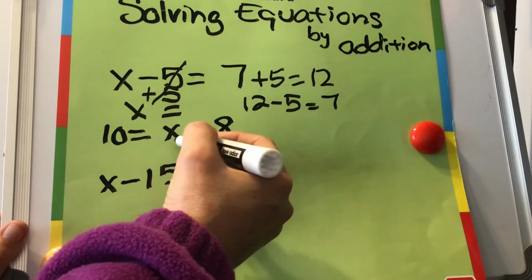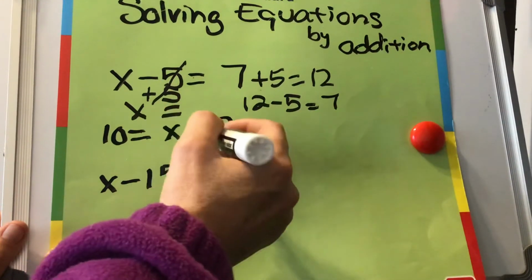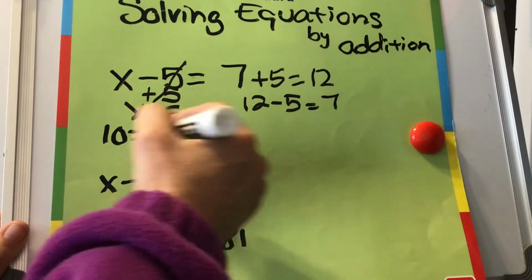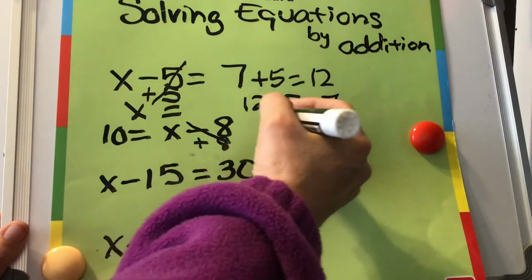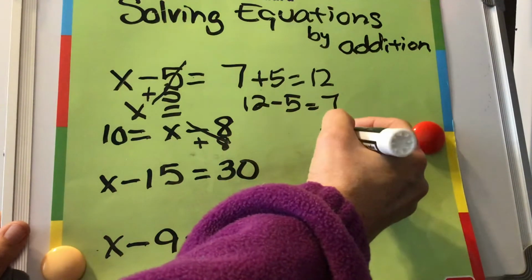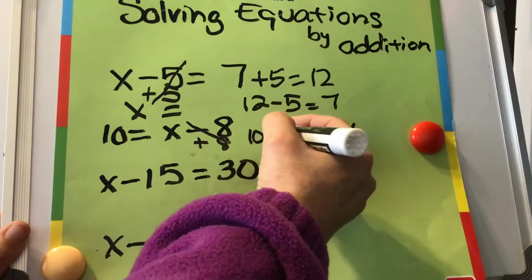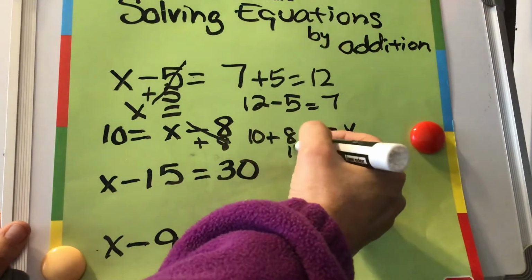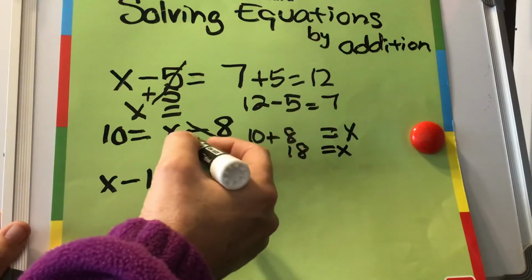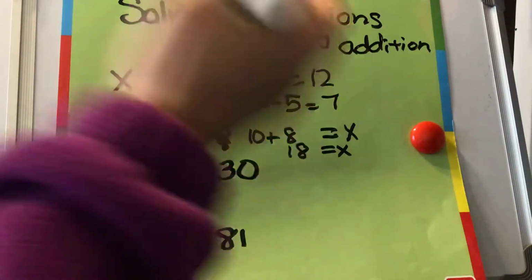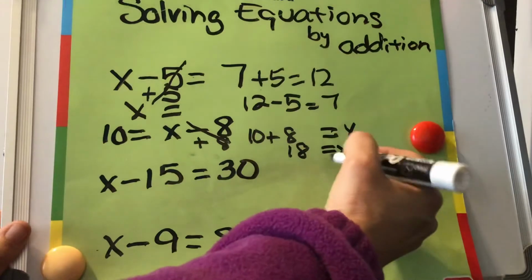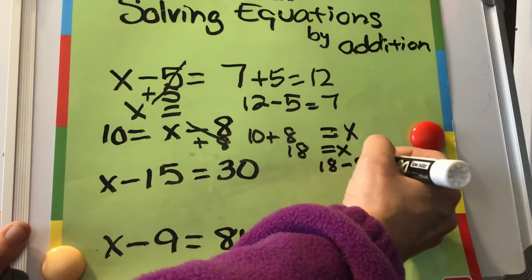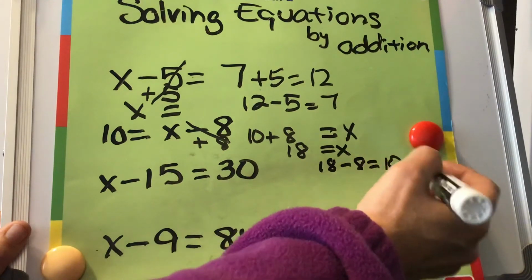And you have 10 equals a number, the box, minus 8. So I'm going to add 8 to both sides, okay? So this crosses off and that leaves you x equals, and you have 10 plus 8, so x equals 18. So let's see if we're right. 18 minus 8 equals 10, okay? You can rewrite that. 18 minus 8 equals 10.